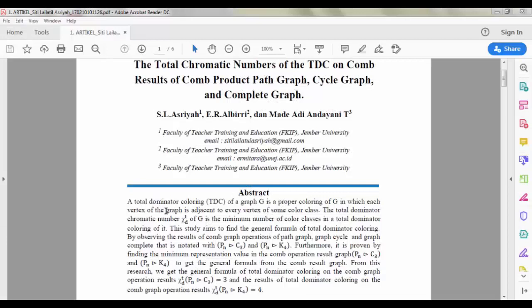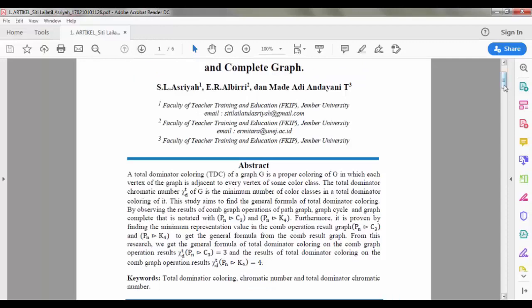Today I would like to explain my article about the chromatic number of the TDC, or total dominator coloring, on common result of product. There are several points that I would like to explain in this presentation. The first one is the abstract. The abstract in this article explains the definition, purpose, and main conclusion related to the topic, which is about the total chromatic numbers of the TDC, or total dominator coloring, on common result of product, path graph, cycle graph, and complete graph.